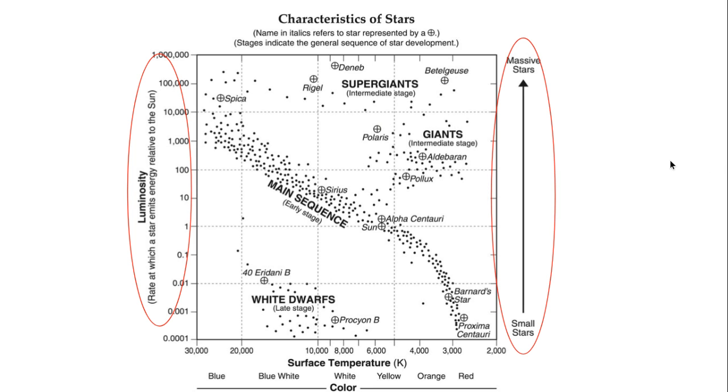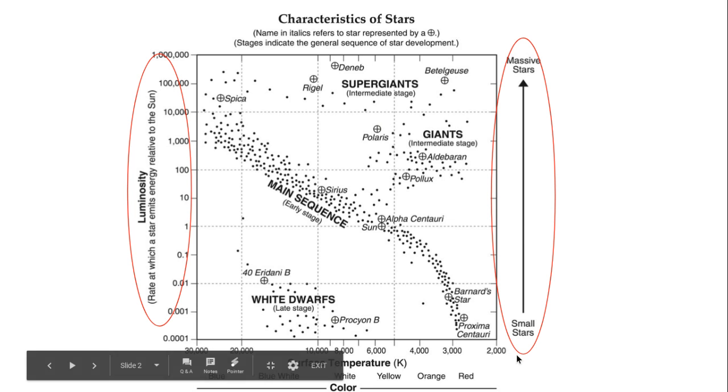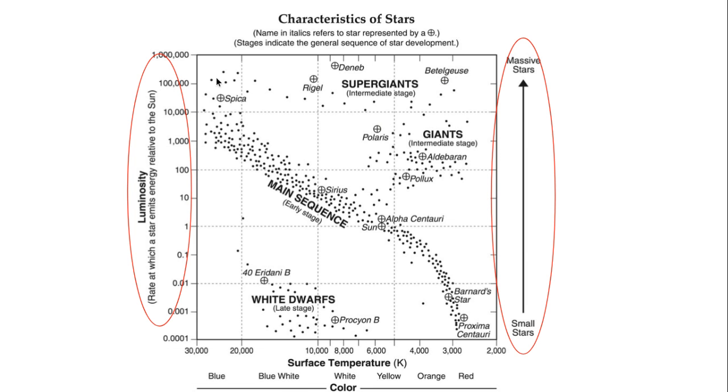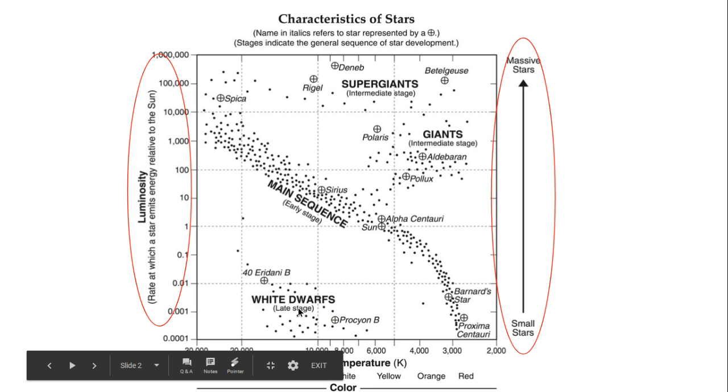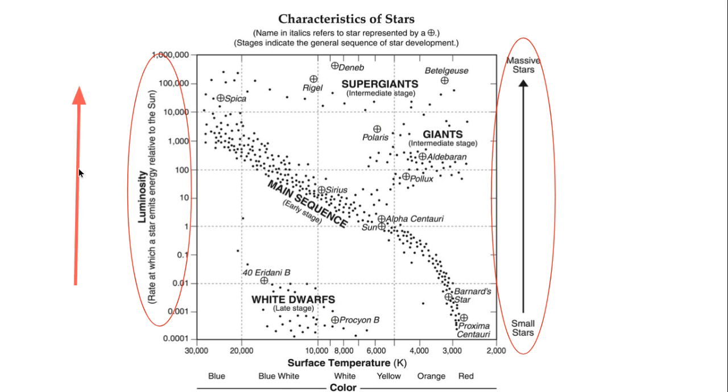Turns out that luminosity is directly related to how big or small a star is, and that is why the mass of the star is over here, or the size. So the big massive stars are up here on top, and those tend to be the very, very bright stars. And then the very small stars are down here on the bottom of the chart, which are also the very dim stars. Again, this is a direct relationship. As luminosity increases, so does the size of the star.